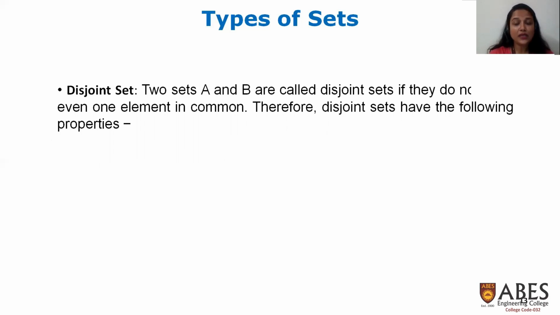Disjoint sets: when you do not find any common element within the two sets, then they are said to be disjoint.